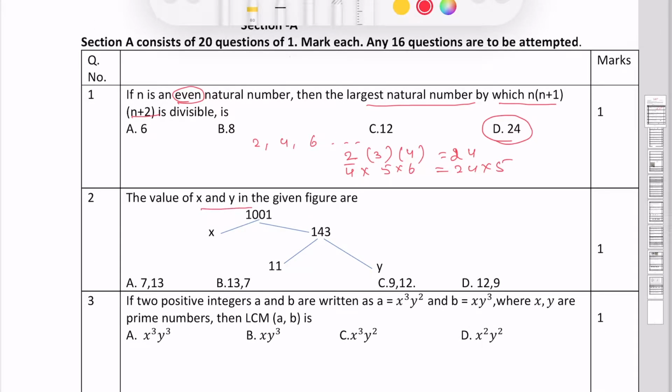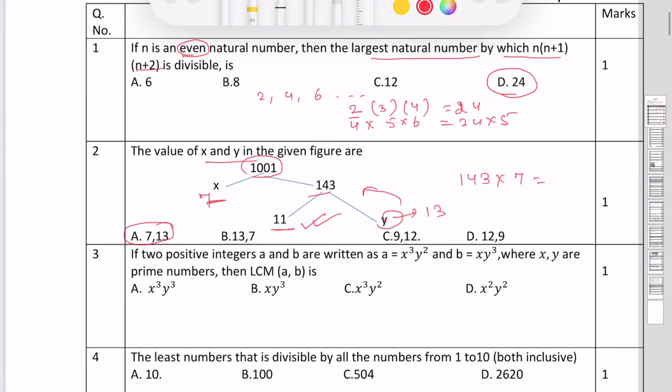Next is the value of x. As you know, factor tree, we start from here as 11 is a prime factor. So 11 into 13 is 143. Now again, if I check, 143 into 7 will be 1001. So x is what? 7 and y is 11. Sorry, y is 13. So A option is correct.